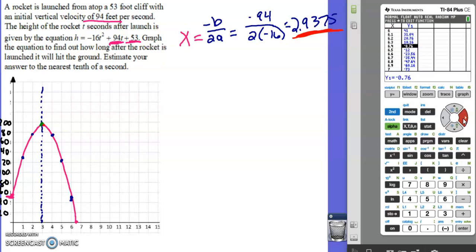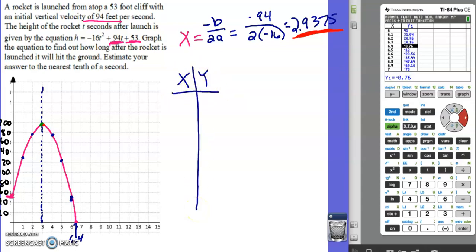So notice about 6.4 seconds. So this is about 6.4 seconds is where it hits the ground. That's the closest estimate using our calculator, what we can find. I'm going to show you how to find that the exact way in a moment. But approximately 6.4 seconds later, it lands. So something I want to do is a couple ways we can do this. What I want to do, if you look at your XY chart, what we want to do is plug in 2.9375. And when we plug that in, that's going to get me my vertex.